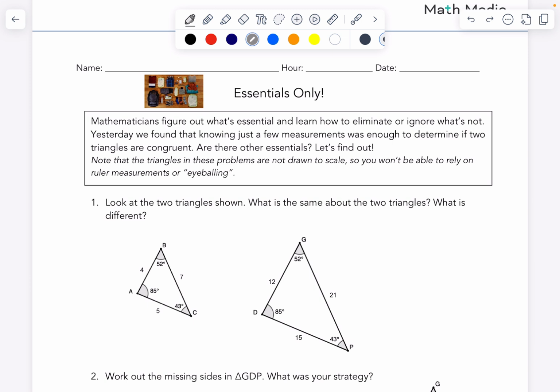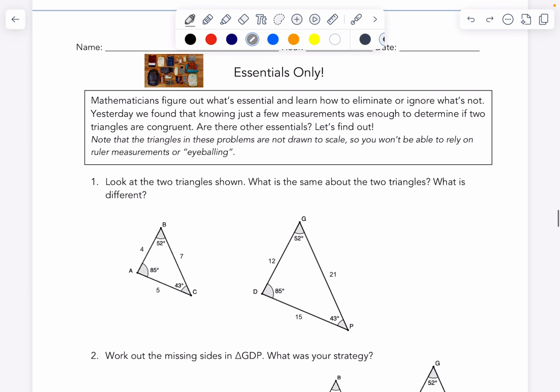Mathematicians figure out what's essential and learn how to eliminate or ignore what's not. Yesterday, on Tuesday, we found that knowing just a few measurements were enough to determine if 2 triangles are congruent. Are there other essentials? Let's find out. No, the triangles in these problems are not drawn to scale, so you're not going to just get to eyeball them or use your ruler or protractor.